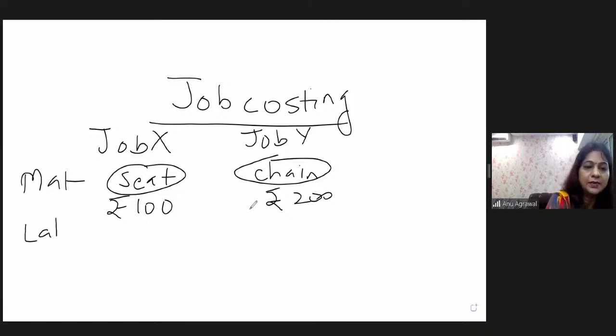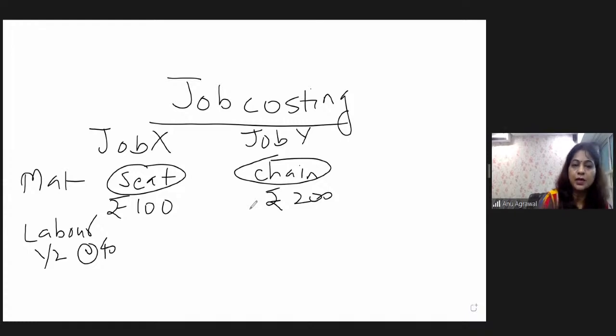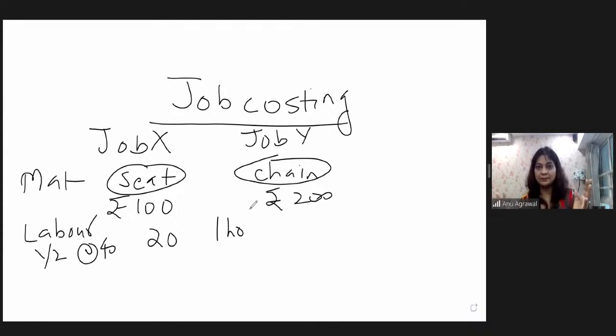And let's say the labor, right? For fixing up the seat, let's say the labor requires half an hour, and I pay the labor at the rate of ₹40. So in my case, in case of job X, how much labor cost will be incurred? It will be ₹20. And let's say for fixing up the chain, you require some full 1 hour. Let's say arbitrary example, guys, right? It requires full 1 hour. So the labor cost here will be 40.